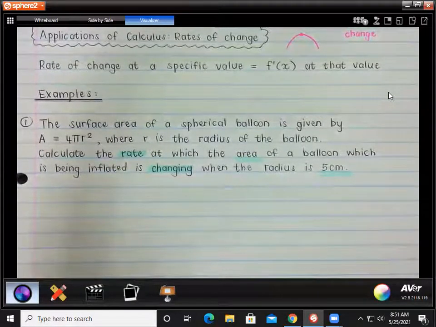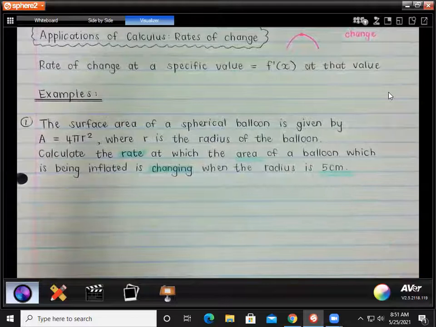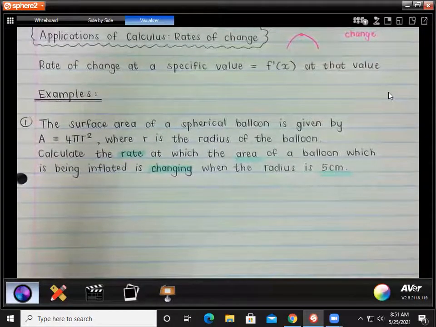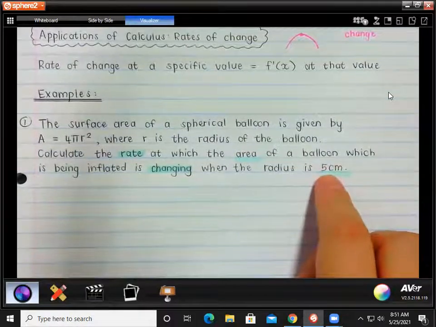Yeah, I was thinking about it in terms of time, but it's not. Yeah, but they're not saying in terms of time. Do you see they're saying in terms of the radius? So you're not calculating the speed at which the balloon gets bigger, you calculate the area of the balloon relative to the radius. You're calculating the rate at which the area is changing relative to the radius. Yes, not compared to time.